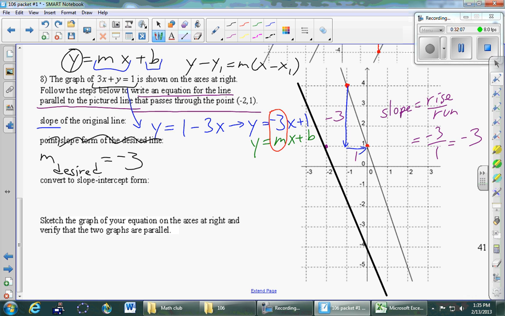Okay, so then we can go back to our mx plus b version. So y is equal to mx plus b, but I'm going to erase the m. What number is our m for the desired line? It's also -3. I'll put it here in green.